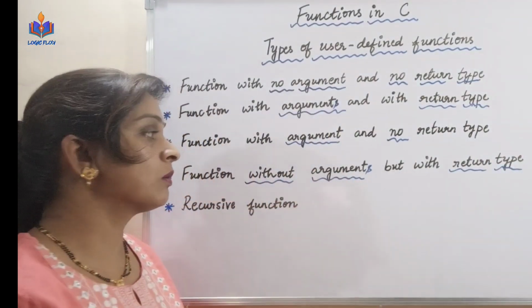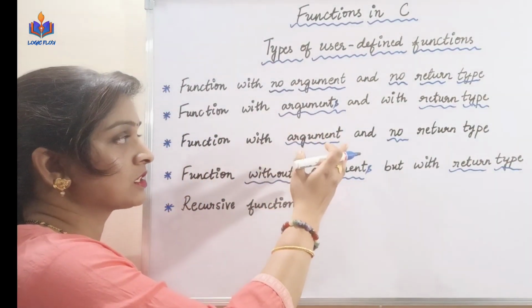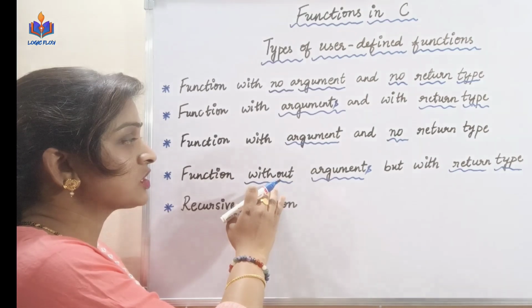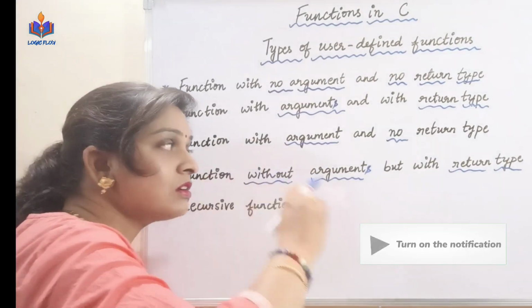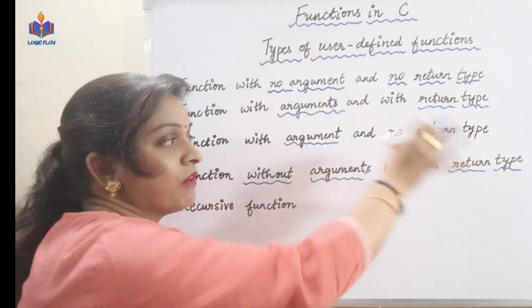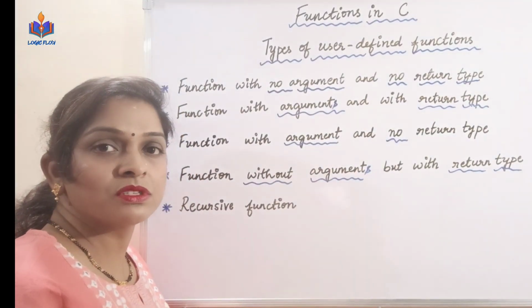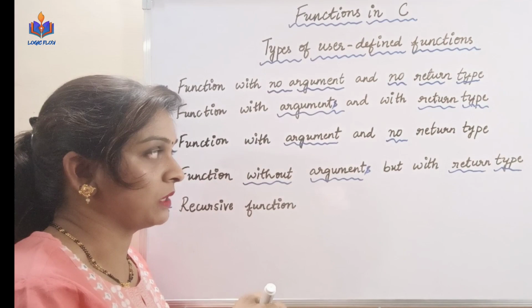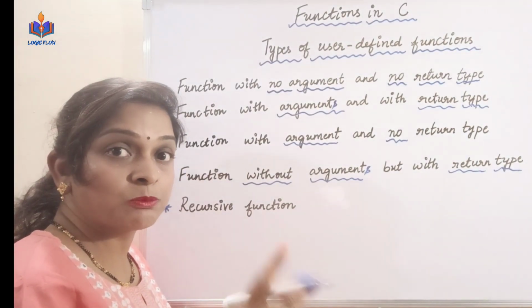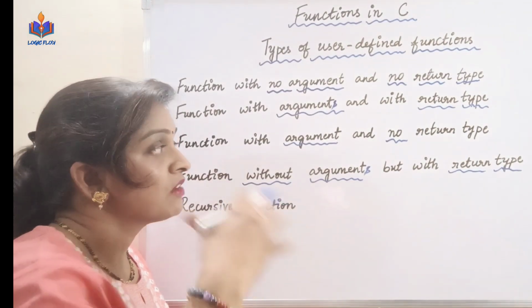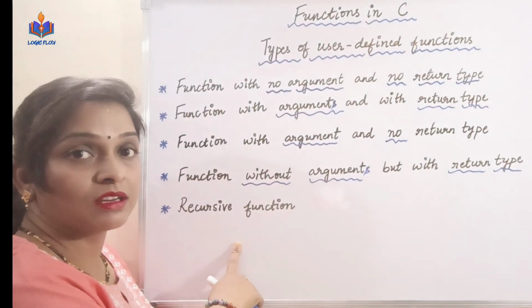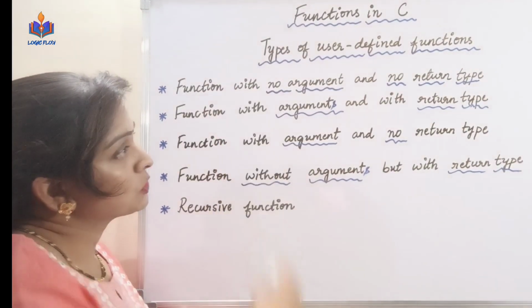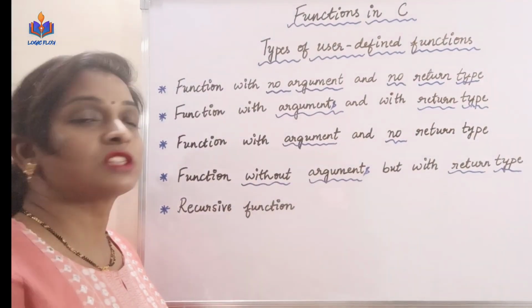Function with no argument means you are not sending any input at all, but some value will be returned. How is this possible? So here comes the concept of local variable and global variable. We will discuss that in separate videos. Then the last one, recursive function. So these are the different types of user-defined function.